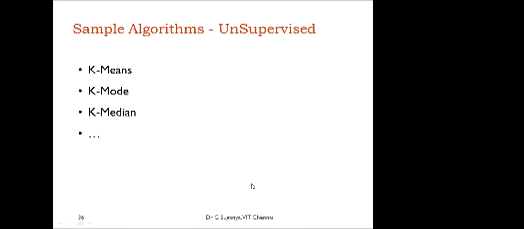Most unsupervised clustering algorithms require this K to be given, that is, predicted by the human being. But based on the results that you are getting, you can optimally get this K. So these are some of the algorithms.